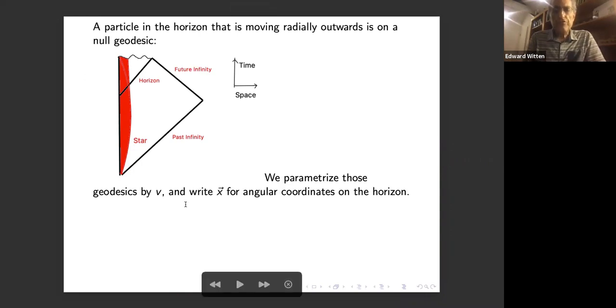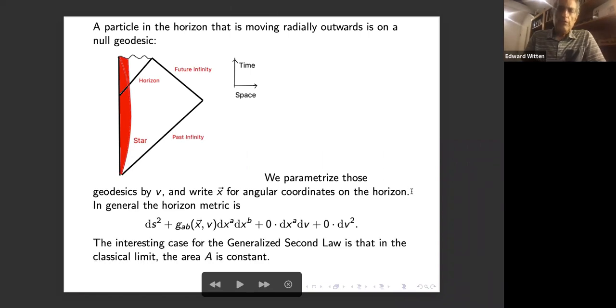So we parameterize the geodesics by v, and I write x for angular coordinates on the horizon. And since the v direction is null, the horizon metric in general, this should be an equal sign, not a plus sign. The metric is that ds squared is something times dx^a dx^b plus 0 times anything with the dv in it, because the v direction is null.